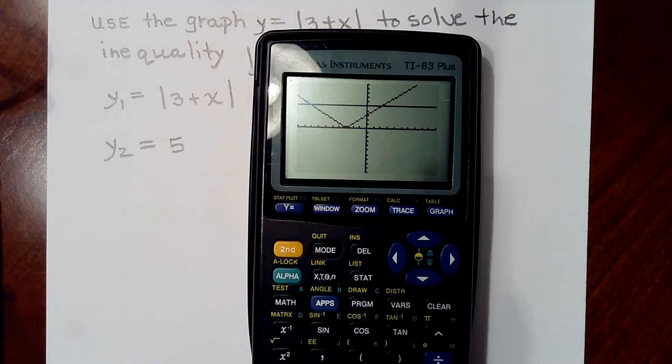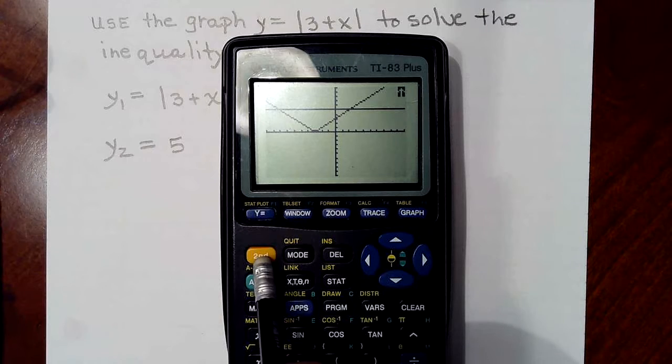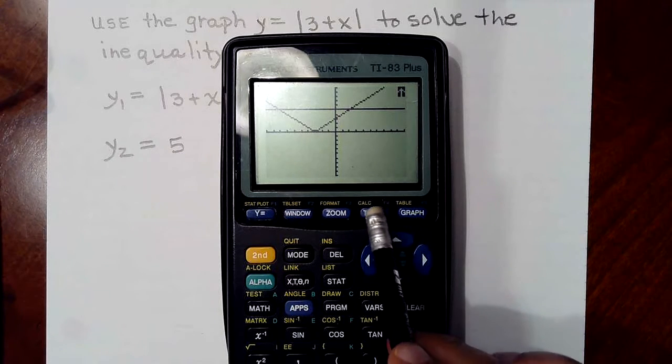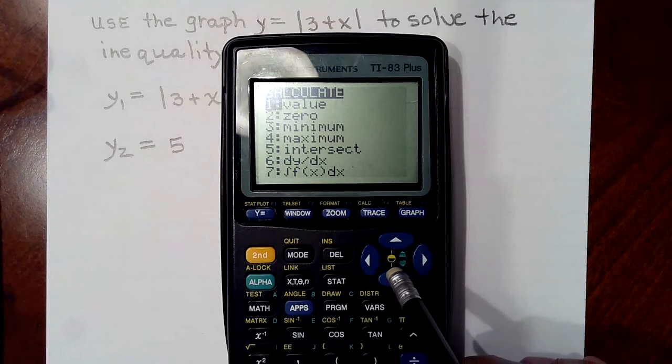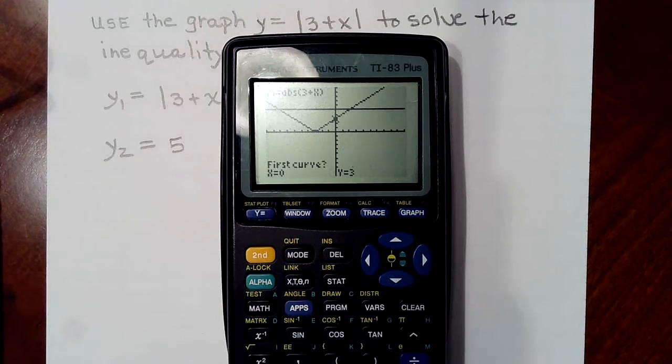On this calculator, you would just go to Second, Calculate, which is that trace button. We're going to look for a point of intersection. You can arrow down or just select 5. You can just type in 5. Okay, your calculator will begin asking questions. When it says, am I on the first curve? It just means, am I on one of the curves?